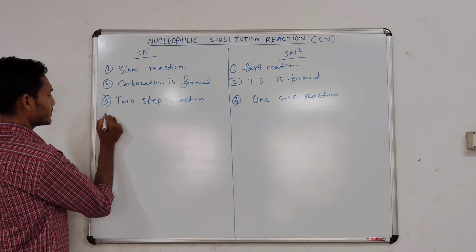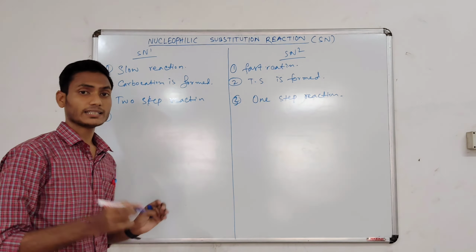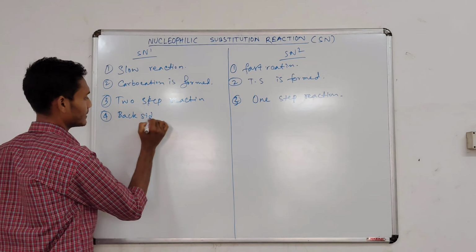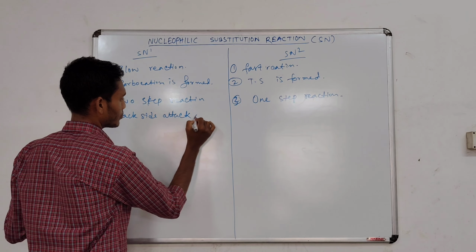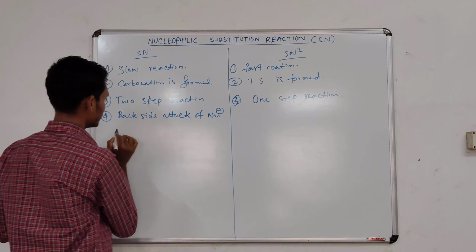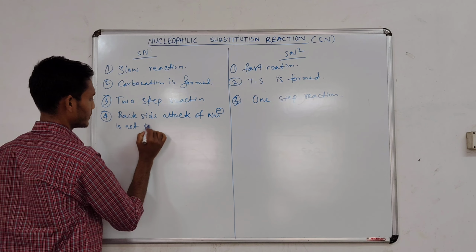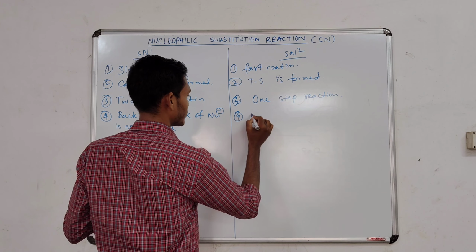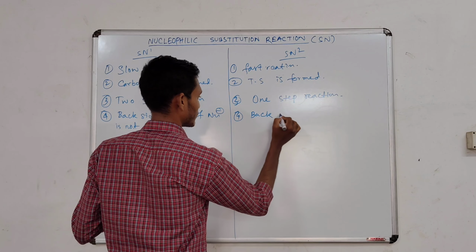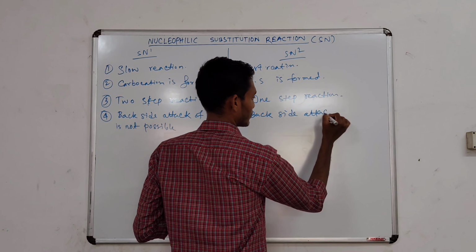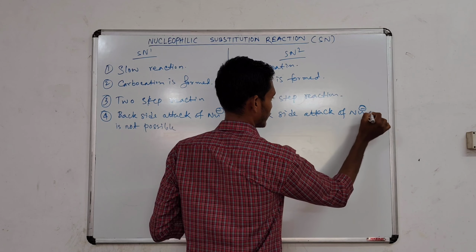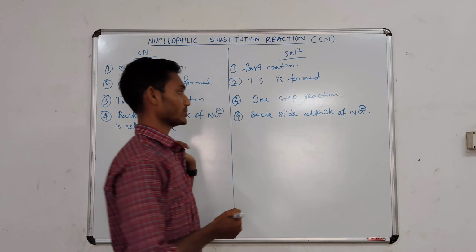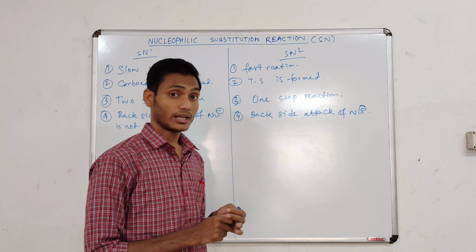Here in SN1 reaction, backside attack of nucleophile is not possible, and here in SN2, backside attack of nucleophile occurs. So why in SN2 reaction does backside attack occur and in SN1 reaction does backside attack not happen?